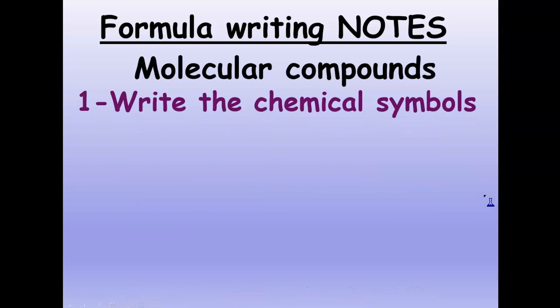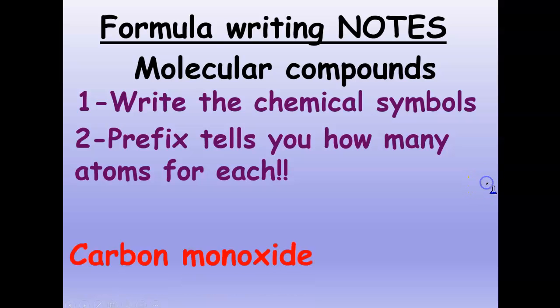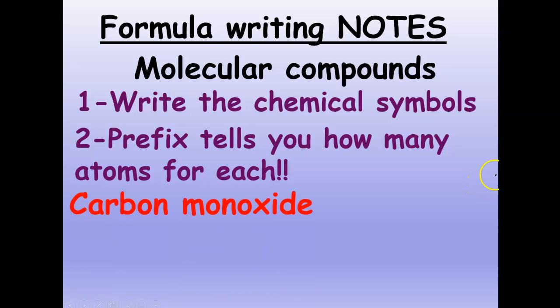Now, for writing covalent compounds, again, same steps where you write the chemical symbols, but it's even easier for molecular or covalent compounds because the prefix tells you how many atoms you need. So here I've got carbon monoxide. So again, I write the chemical symbols C and O. Carbon is C, oxide is O. Carbon has no prefix, so I know that that's 1. Mono also has the prefix for 1, so that's why it's CO.